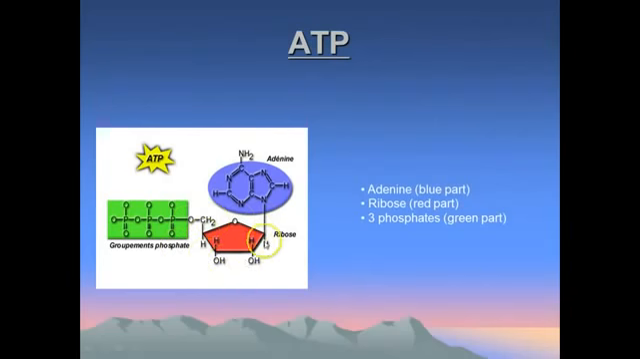Ribose, this is a form of sugar. And then the last part are the 3 phosphate groups. They're phosphate groups because they have a phosphate atom, a phosphorus atom, and there are 3 of them connected along with oxygen atoms.